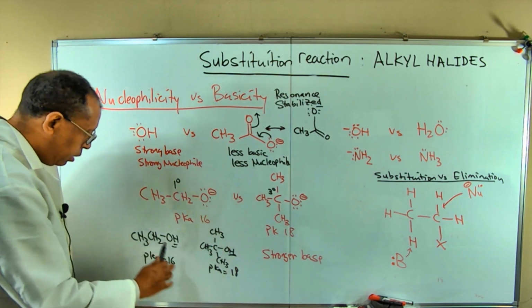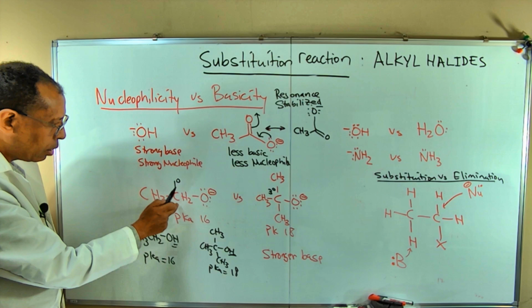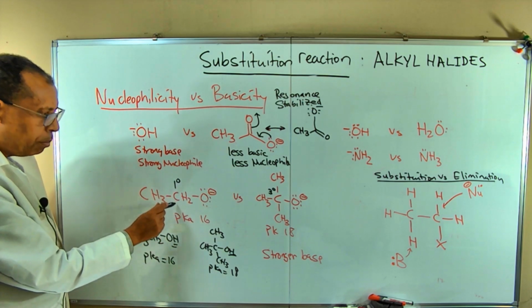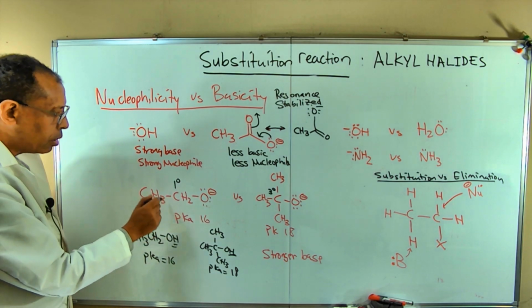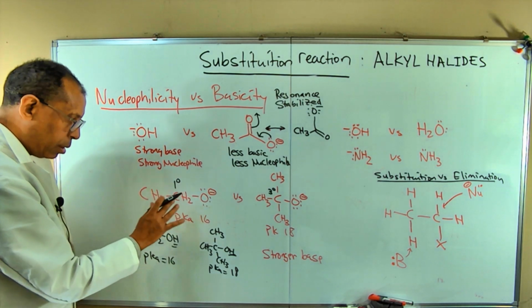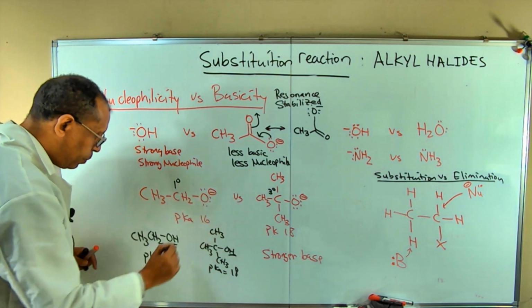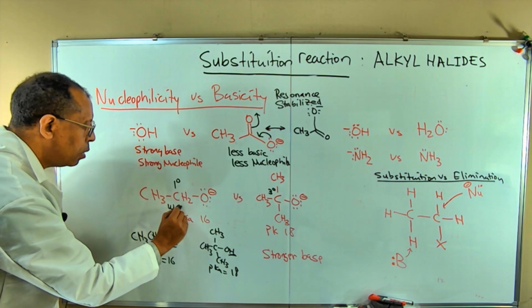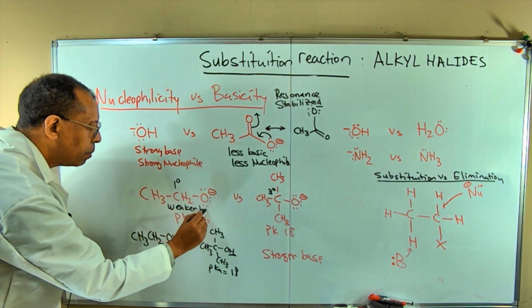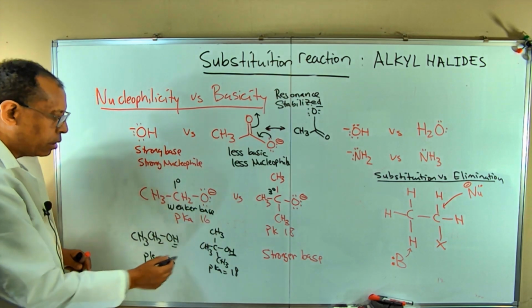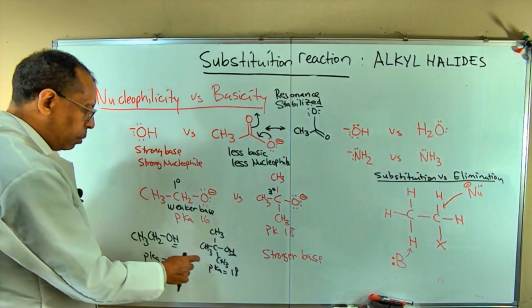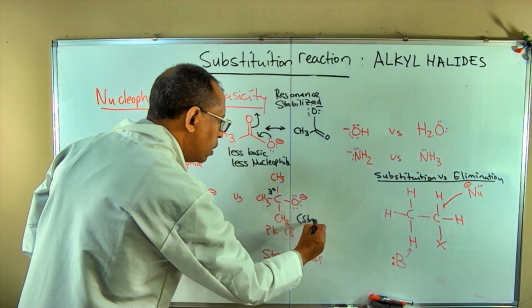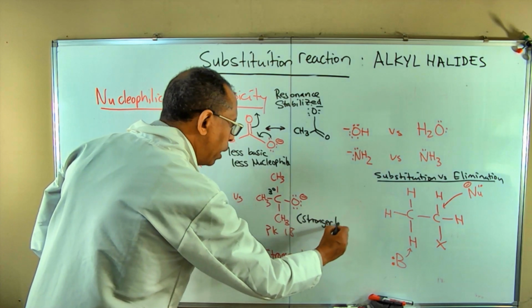So just by acidity, this is a stronger acid, so the conjugate base of this is weaker. So it is a weaker base. That is just a comparison, a weaker base, because it's a stronger acid than that one. It's a comparison. So this now becomes the stronger base.